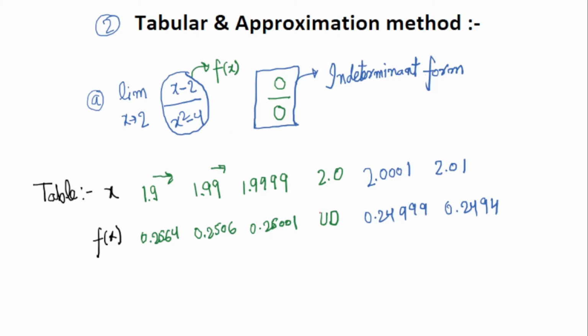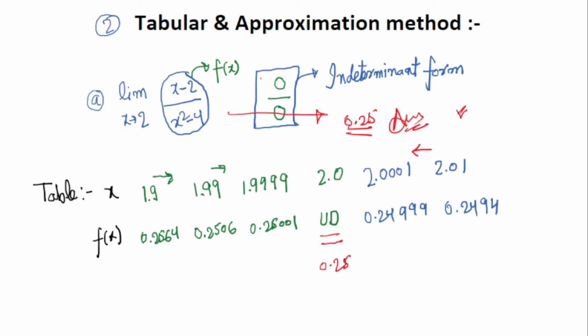By the help of the approximation method, what we can understand is that the value at 2 is exactly undefined, as we know. But we can approximate the values from the left and right. With the help of that, we can say that this undefined value is going to be 0.25, and this limit's value is going to be 0.25. With the help of the tabular and approximation method, we can solve this type of limit, which is in indeterminate form, and find the exact limit value. So this is 0.25, and this is going to be the answer.